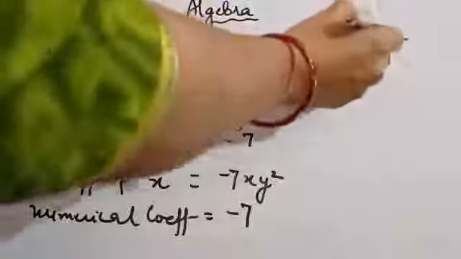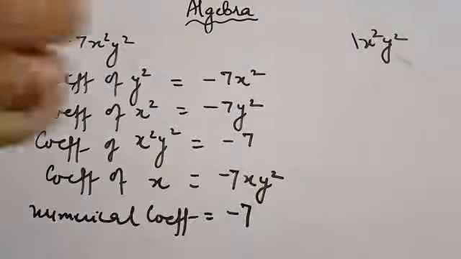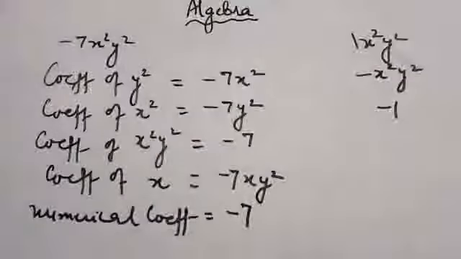Suppose there was only x square y square. So what is the numerical coefficient here? If nothing is there, we take it as 1. If it was minus x square y square, the coefficient will be minus 1. Nothing is there means 1. So this is how we write the numerical coefficient.